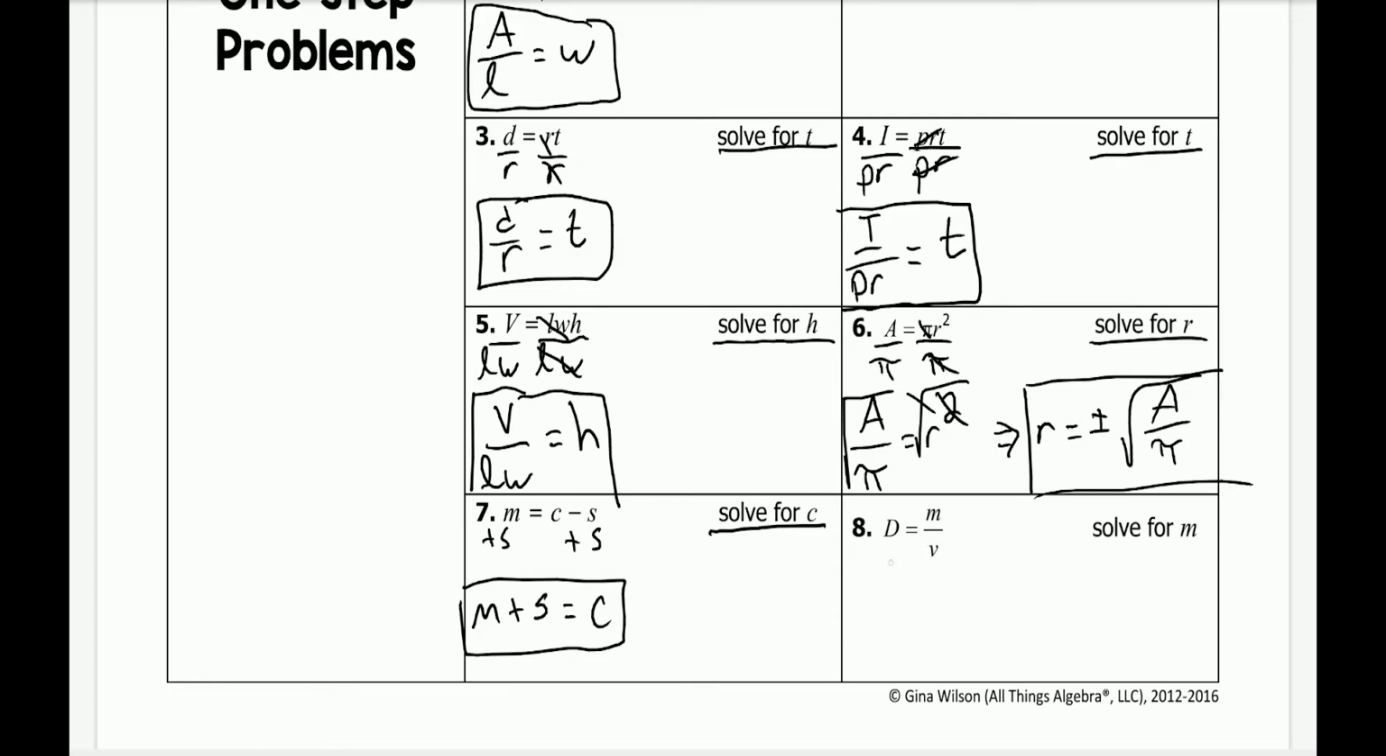Finally, for number 8, we have D is equal to M over V, and we're asked to solve for M. So, in order to do this, we have to get rid of the V. Since the V is on bottom, we can multiply by V on both sides. That means V times D is equal to M, because the V's cancel. M is what we were solving for, and it's isolated, so therefore that's our final answer. Let's move on to the second page.